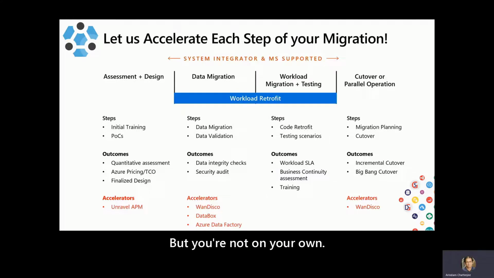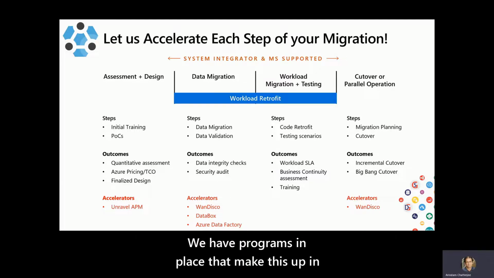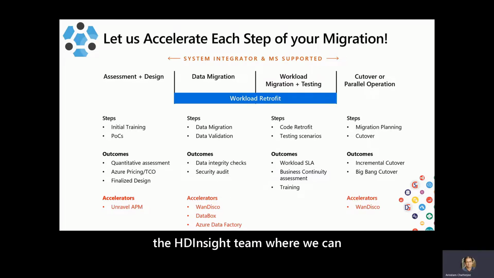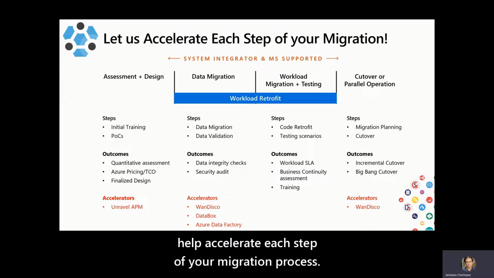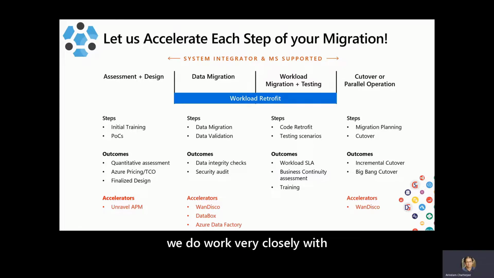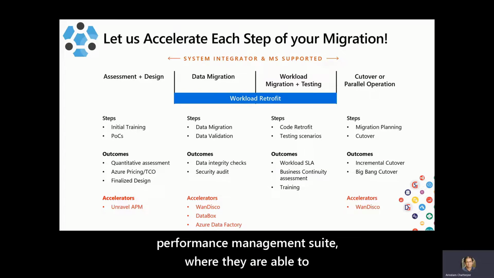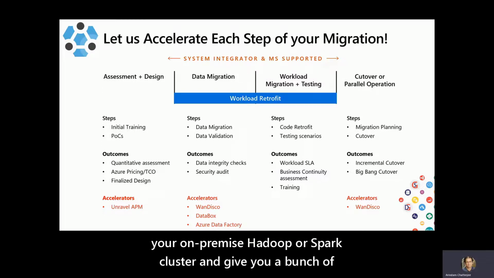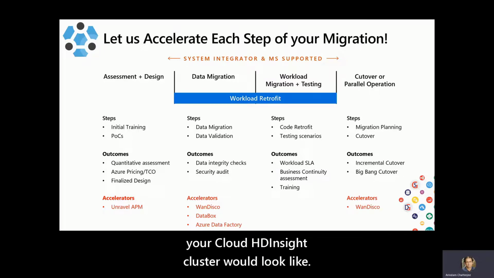But you're not on your own. We have programs in place at Microsoft in the HDInsight team where we can help accelerate each step of your migration process. In the assessment phase, we work very closely with Unravel and their application management suite, performance management suite, where they are able to do an assessment automatically on your on-premise Hadoop or Spark cluster and give you a bunch of recommendations on what your cloud HDInsight cluster would look like.